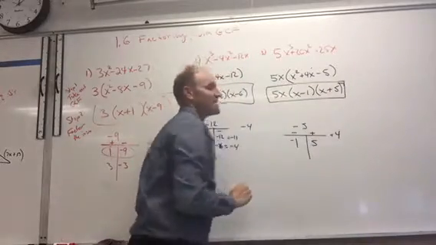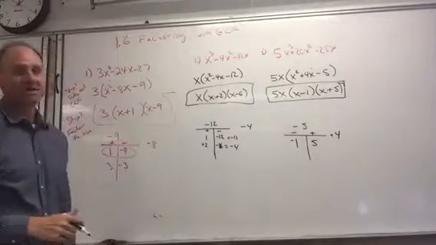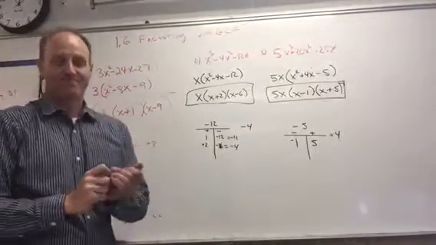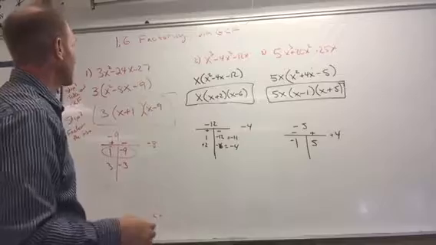And that's your answer. All right, so that's 1.6, factoring with the greatest common factor. Go ahead and you should be able to do practice 1.6 now.